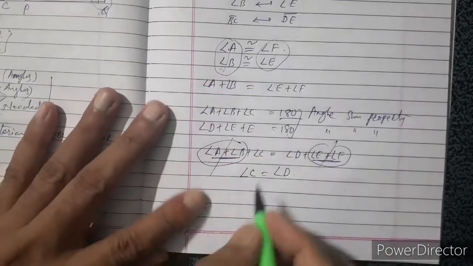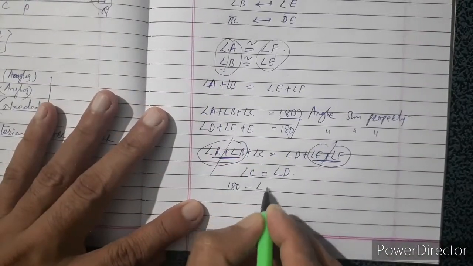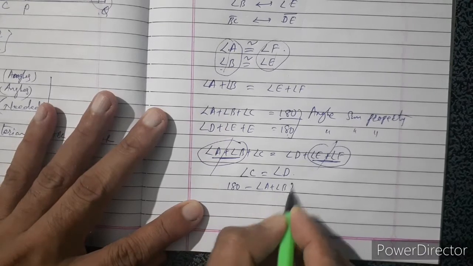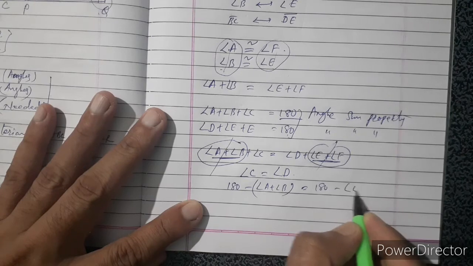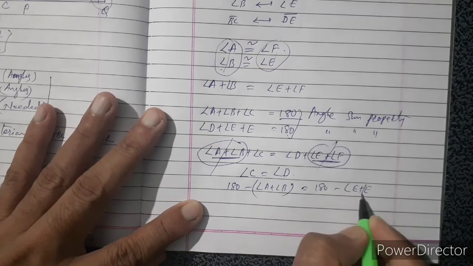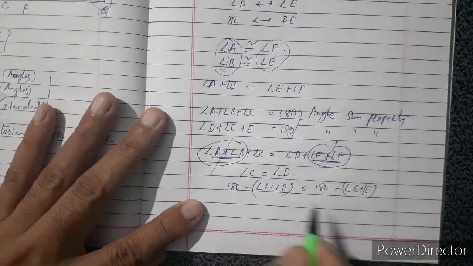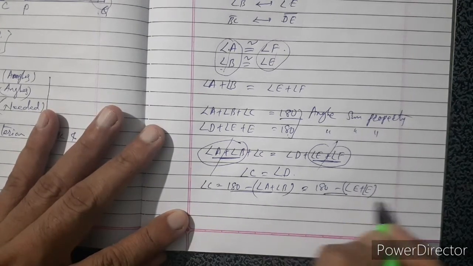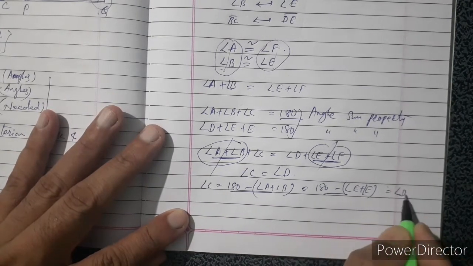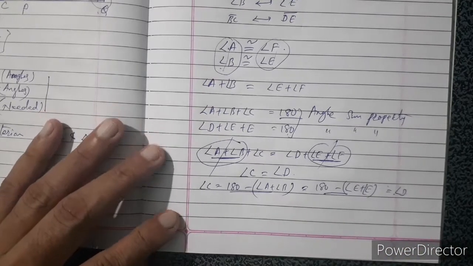Otherwise, what to do? You just write 180 minus angle A plus B equals 180 minus angle E plus F. And 180 minus A plus B is angle C, and this one is angle D. According to that, C and D are equal.